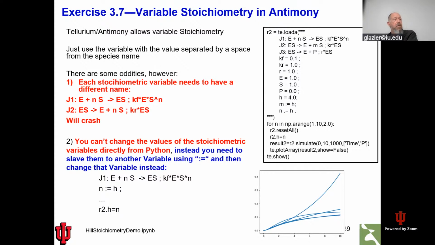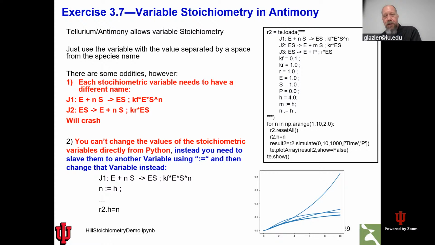Antimony, and you can do this as a homework exercise. Antimony does allow you to have variable stoichiometry. So if you wanted to change the exponent in your Hill function in Antimony, you can do it. The key thing is you have to have a space. So up here, E plus N space S. N is the stoichiometric coefficient, and now you can scan N. And so why not try that out at home, see what it does.